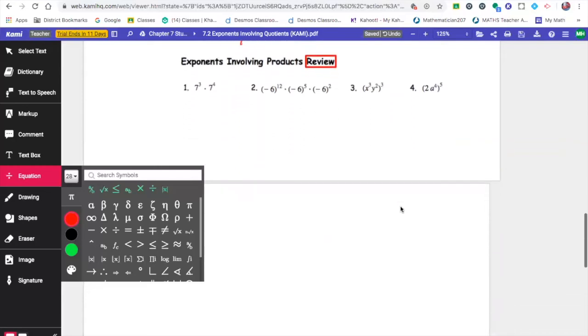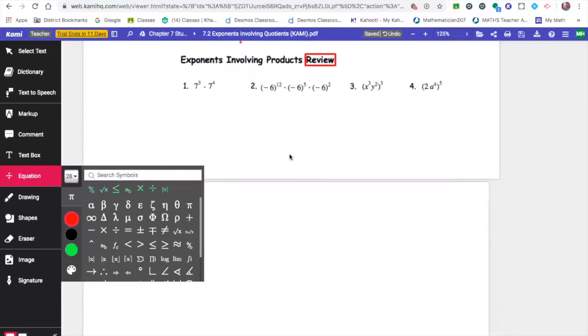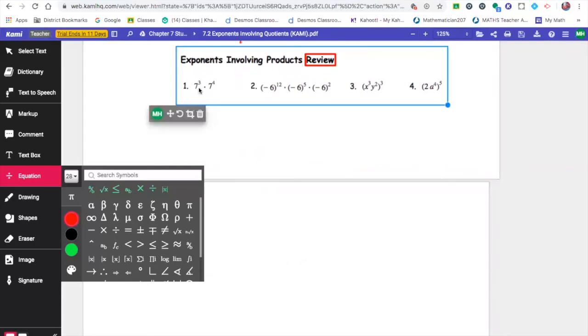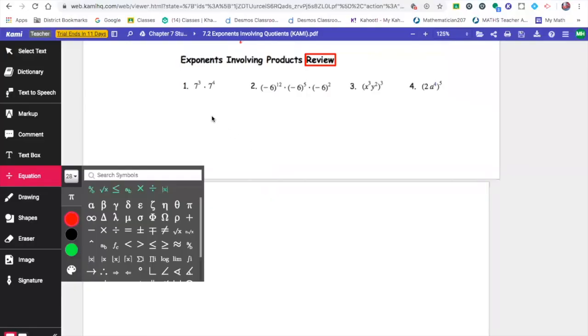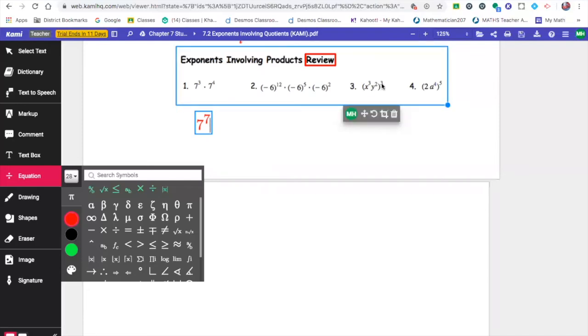Looking at the review that we had, we have 2 different kinds of problems here. We're multiplying like bases for number 1 and 2. So what is the rule for multiplying like bases? You would add your exponents. So that's going to be 7 to the 3 plus 4, 7 to the 7th. For number 3 and 4, we have power being raised to a power.